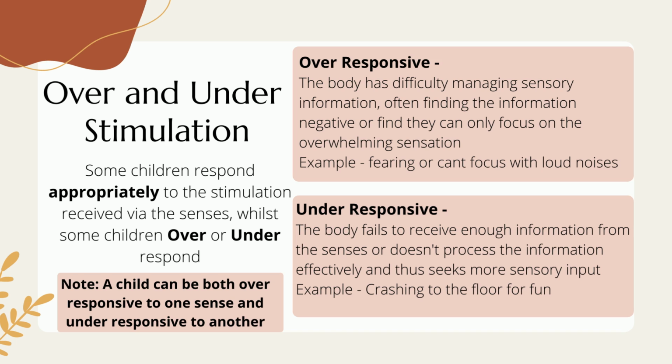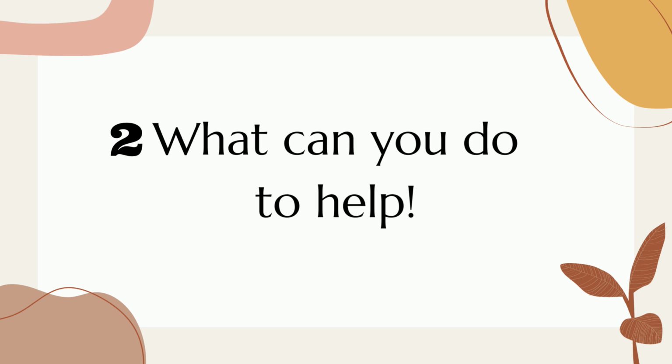On the other hand, under responsive is when your child doesn't receive enough stimulation from the senses and as a result seeks more sensory input elsewhere. For example, if your child enjoys crashing to the floor or into the walls for fun, they may be under responsive to touch. It is very important to note before we go any further that it is very possible and likely that your child is over responsive to some senses while simultaneously under responsive to others. So I'd just like you to keep that in mind throughout.